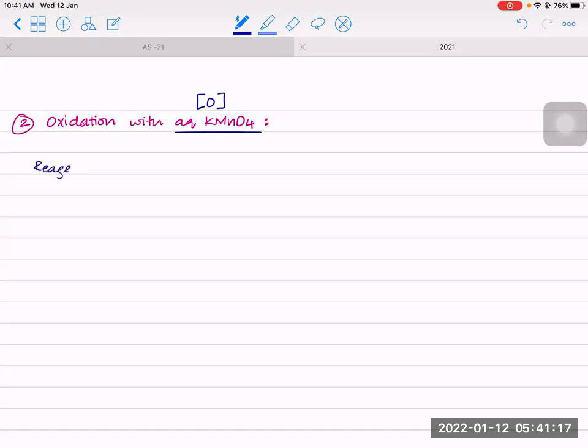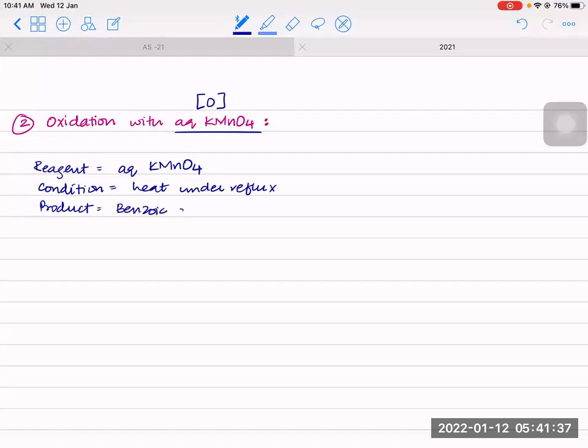What will be the reagent required? The reagent required will be aqueous KMnO4. What will be the condition? The condition for oxidation reaction would be you heat under reflux. And what will be your product? Let's see. Your product would be benzoic acid. It would be plus water and plus or minus carbon dioxide. So you could have carbon dioxide or you could not have carbon dioxide, and we will see how we know that.